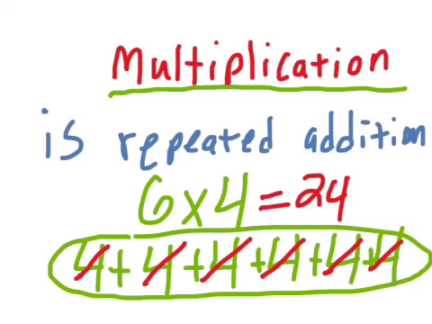Now, obviously, you need to be able to count by 4s, and that's a hard thing for kids. But if we can teach that idea to them and get them to practice that, multiplication becomes so much easier.